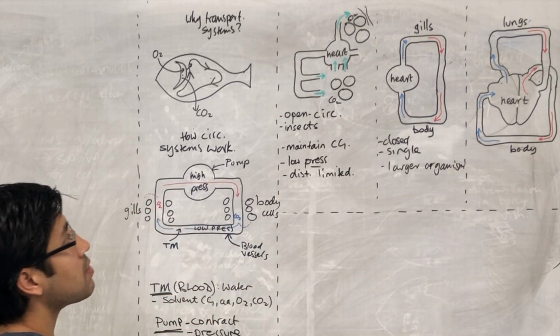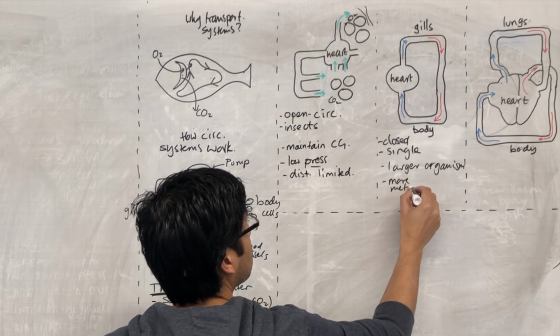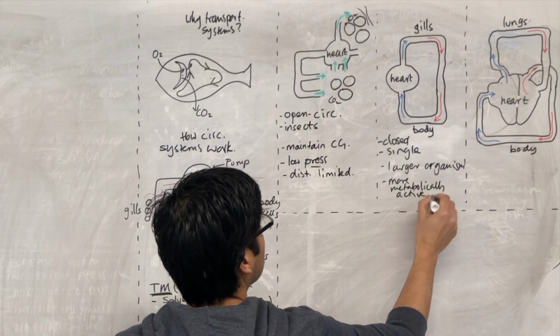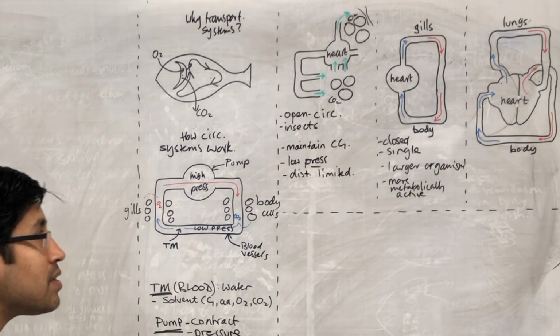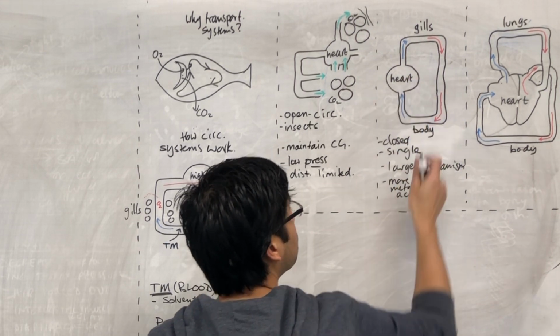Larger organisms can be more metabolically active, and that's great, but there is still a disadvantage, and the disadvantage here is the pressure is limited.